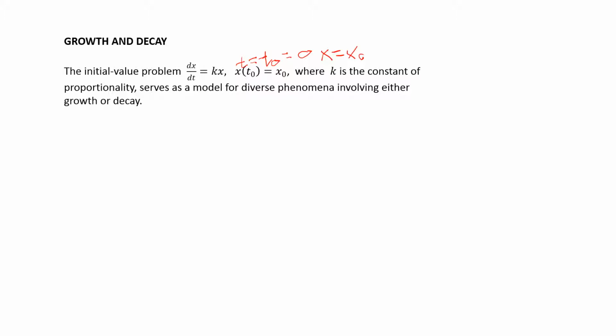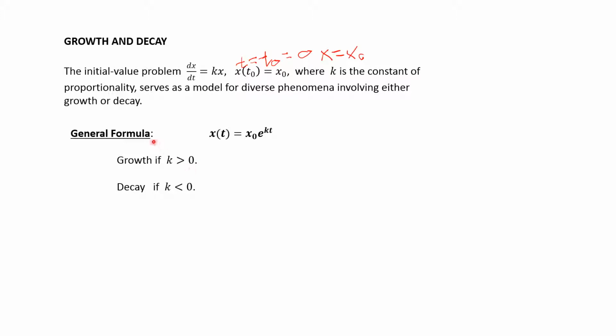Where k is a constant of proportionality, it serves as a model for diverse phenomena involving either growth or decay. Now, this is the general formula: x of t is x sub o e to the kt. If there is growth, then k is greater than 0. If there is decay, then k is less than 0.